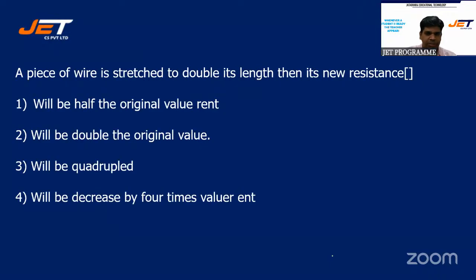A piece of wire is stretched to double its length, then its new resistance will be half the original value, will be double the original value, will be quadrupled, will decrease by 4 times than the initial value.